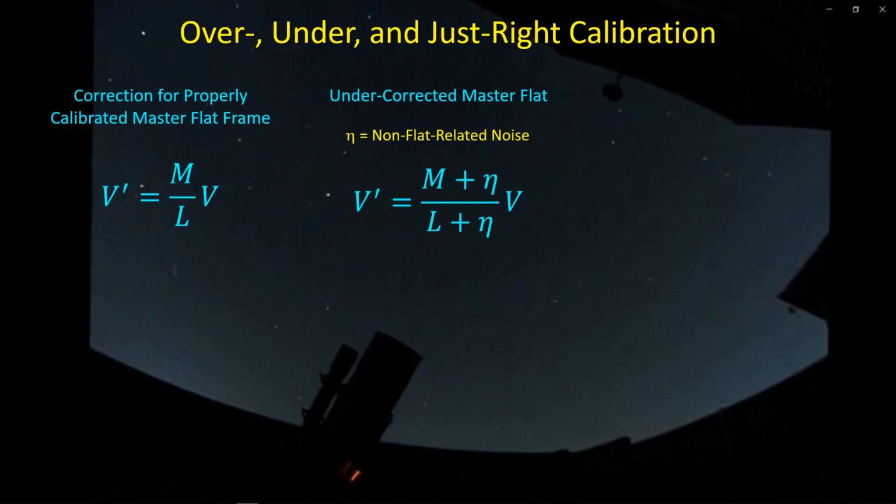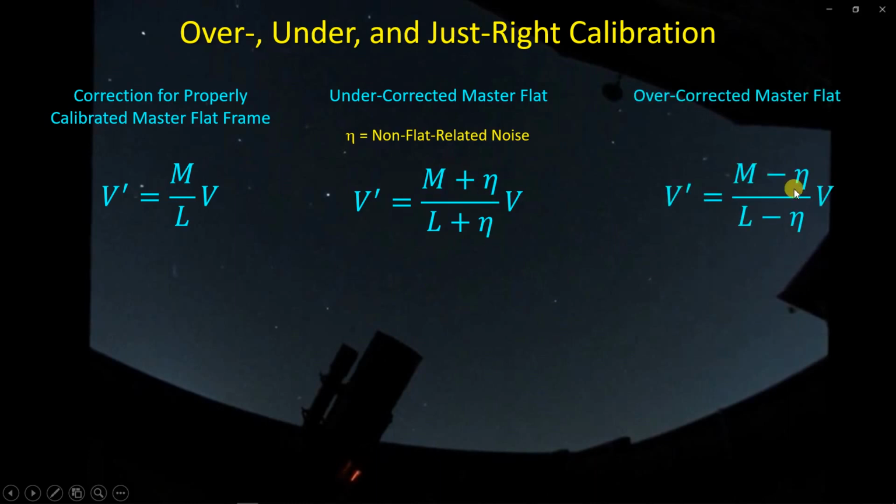This represents a flat frame correction to a light frame, where we have not subtracted out all of the noise. What happens if we overcorrect? Well, in that case, we have a minus sign up here. It's the same idea. We've taken out too much noise. What's an example of that? Well, you might have a dark frame that you took for your light frame, say at an exposure of 200 seconds. And now you're going back to your flat frame calibration.